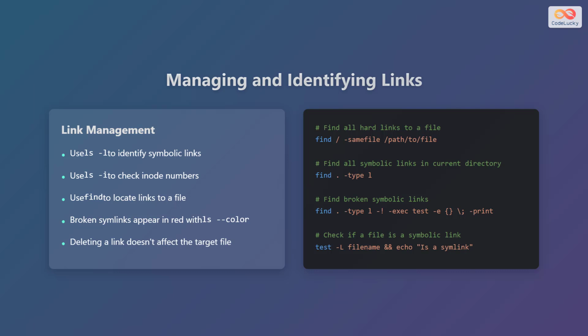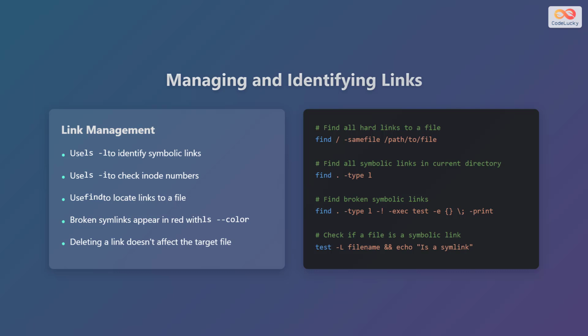To locate all links to a specific file, use the find command. For example, find / -samefile /path/to/file will find all hard links to the specified file. Broken symbolic links, which point to non-existent files, are often displayed in red when using ls with color. Deleting a link, whether it's a hard link or a symbolic link, does not affect the target file unless you are deleting the last hard link to a file.